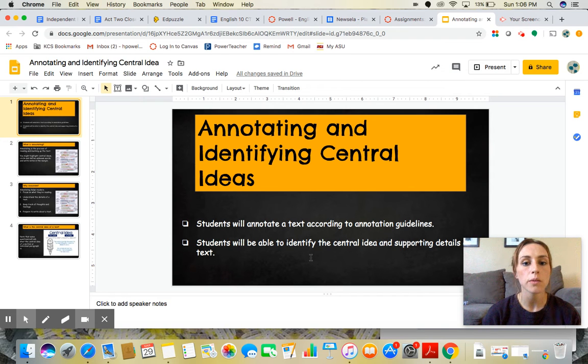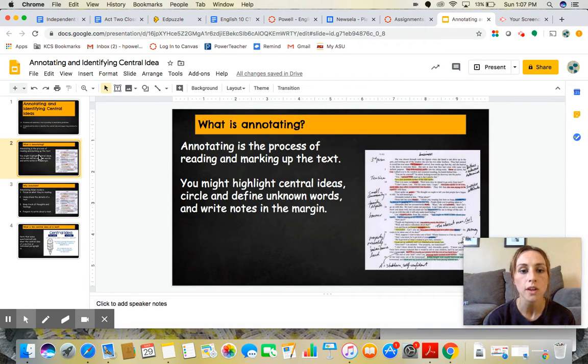Hello students, today we're going to be learning about annotating and identifying central ideas in a text. So by the end of this week, you should be able to annotate a text according to annotation guidelines. You should also be able to identify the central idea and supporting details of a text. So those are your two objectives, your two goals.